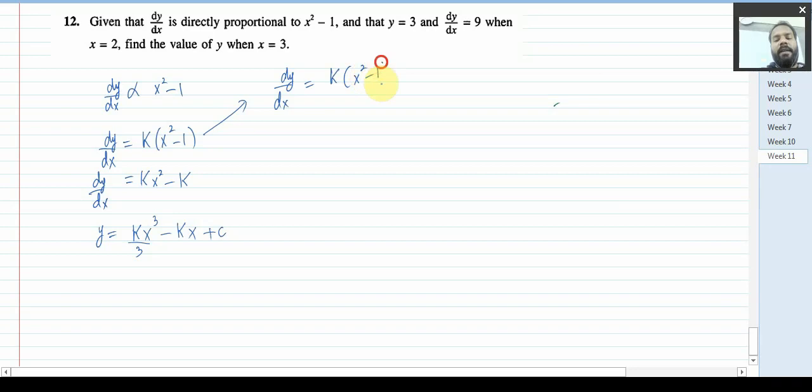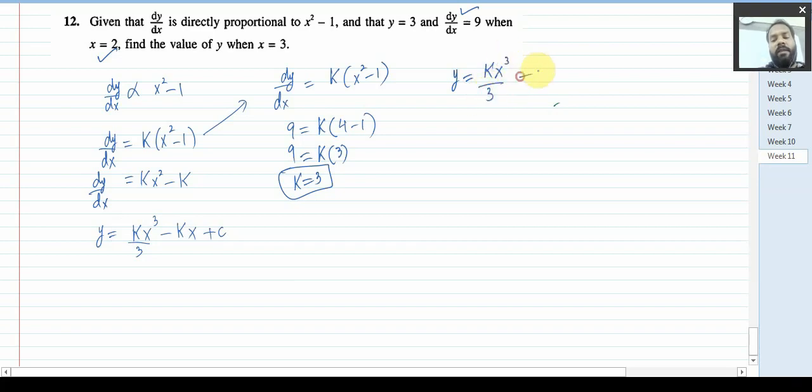Alright. So starting from this part, we have dy over dx equals k times x squared minus 1. Now if you observe closely, we have the value of dy by dx, that is equal to 9. k is unknown. x is 2. 2 squared is 4 minus 1. So that will be k times 3 equals 9. So k is 3. Now I got the value of my first unknown. After that I will use this equation. So y equals kx cubed over 3 minus kx plus c.